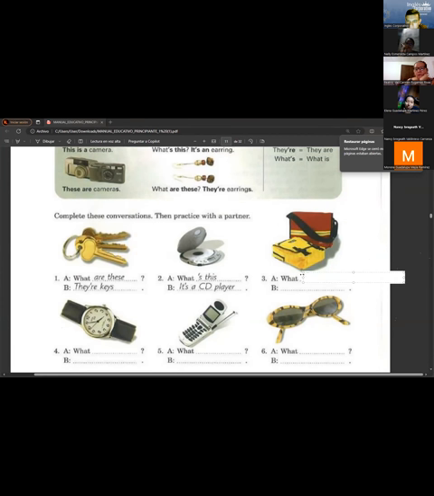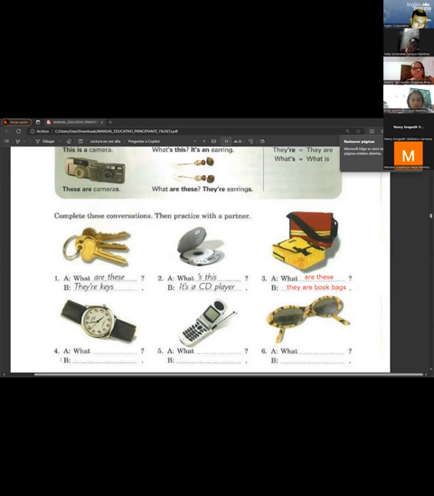What's this? Pero ¿y se contestaría? Son dos. Ok. Serían these. What are these? Y aquí se contestaría. They are book bags. Okay. Very good.